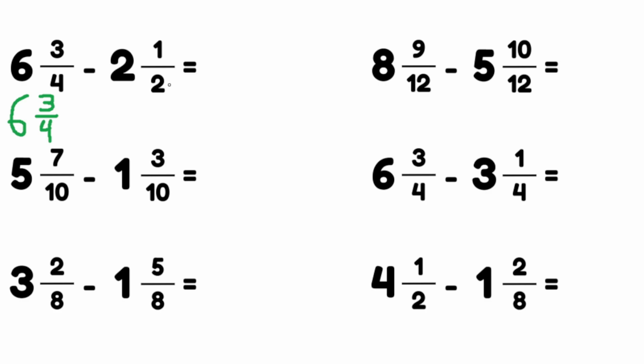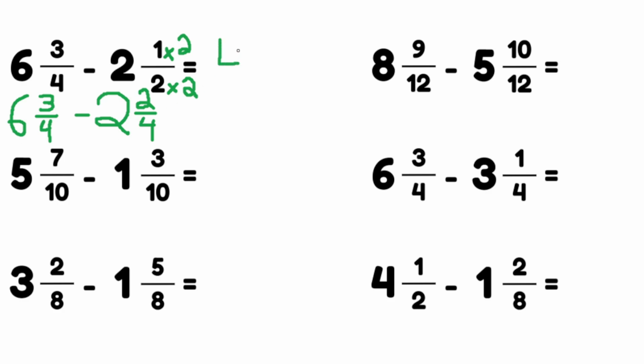Now I have to rename this fraction here, so I have to get a denominator of 4, which means I have to do 2 times 2, and whatever I do to the denominator, I have to do to the numerator, so I'm really going to have minus 2 and 2/4. So now I can go ahead and actually subtract these. So I'm going to go ahead and subtract my whole numbers.